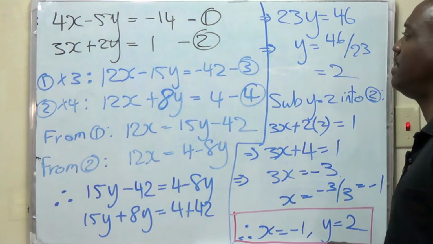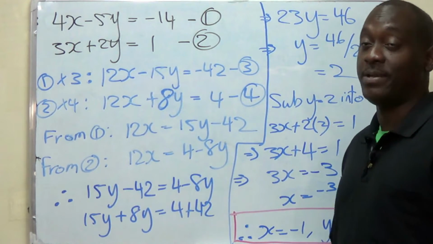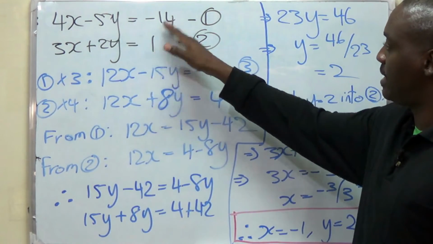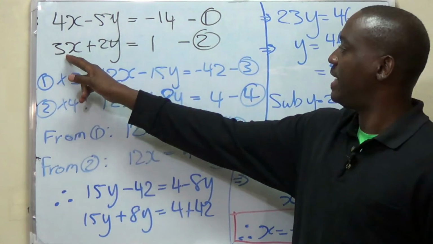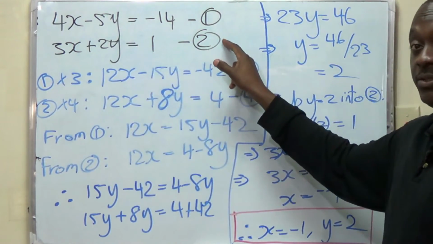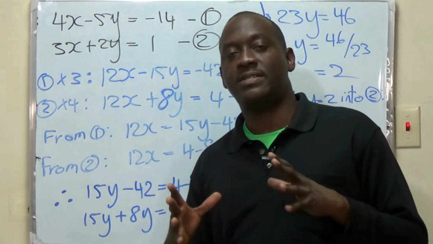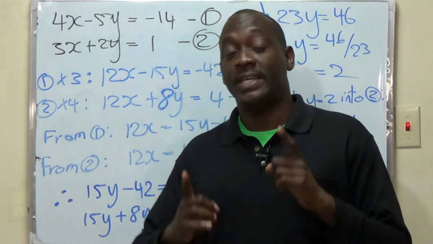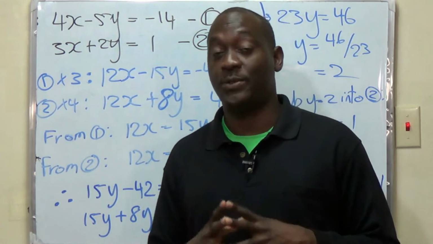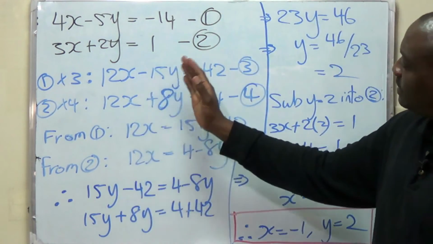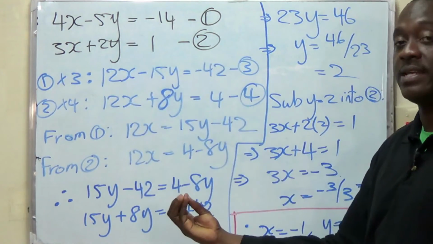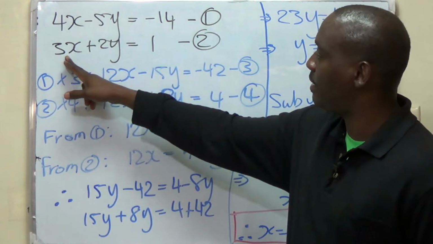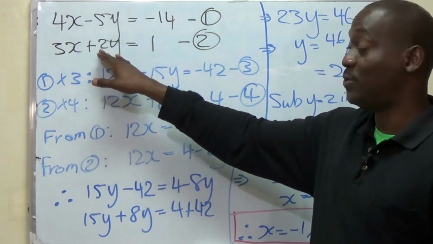So in this instance, we have another pair of simultaneous equations. We have 4x minus 5y is equal to minus 14, that's equation 1. We have 3x plus 2y is equal to 1, that's equation 2. So unlike the first set of simultaneous equations which we dealt with in videos 1 and 2, in this case we do not have a unitary coefficient. When you look at everything here, there is no plus or minus x, there is no plus or minus y. We have 4x and we have 3x here, we have minus 5y and we have 2y here.